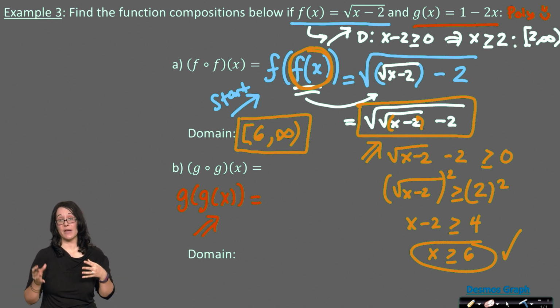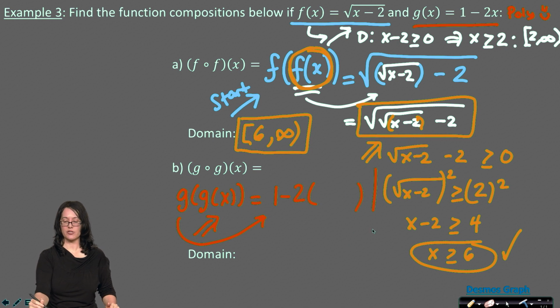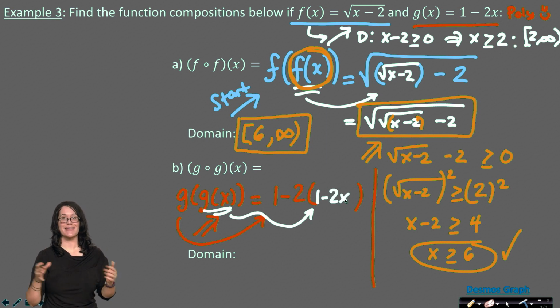But let's see what happens if I put g inside of g. That would mean my original outside function would be 1 minus twice the input. But in this situation, the input is g. So let's go ahead and input our g here as our input. And g said take 1 minus 2x. So we end up having a line inside of a line. Kind of interesting. Do the arithmetic very carefully, distribute accordingly.